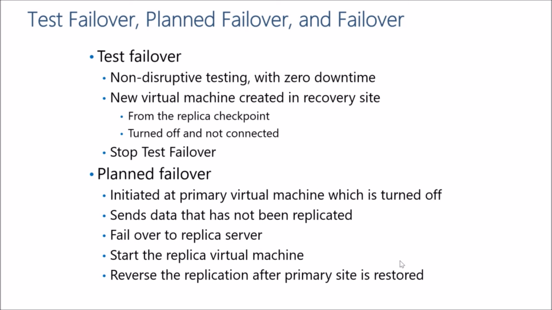So we initiate this at the primary virtual machine, which is turned off first. We turn it off. It sends the data that has not been replicated. So obviously we wait for the replication to catch up. Then we fail over to the replica server, which means we start the replica virtual machine and we configure reverse replication after the primary site has been restored.